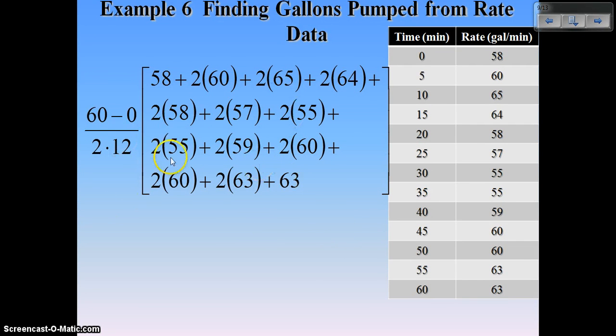Now you can punch all that into your calculator, and when you do, you get 3582.5 gallons of liquid that's been pumped.